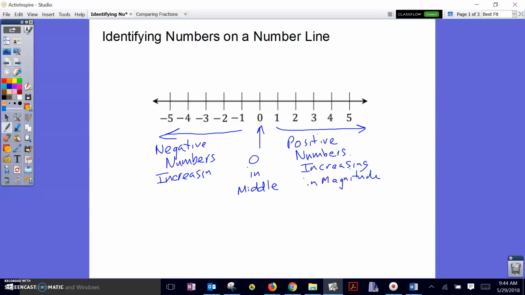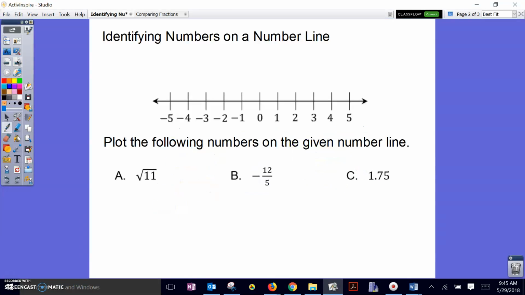For those of you who aren't familiar with the term magnitude, magnitude basically just means the size of a number regardless of its sign. So for instance, -7 has a larger magnitude than -4 because 7 is bigger than 4. And so -7 is further to the left on the number line than -4 is. All right, so let's get down to the brass tacks and identify a few numbers on the number line and do a handful of problems here.